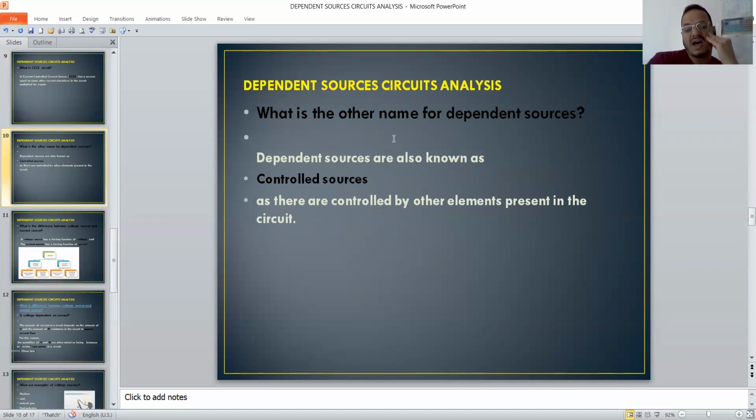What is the other name? That means it doesn't have just one name. We can use another name: controlled sources, not just dependent or independent sources. Like I said, dependent sources are also known as controlled sources, as they are controlled by other elements present in the circuits.